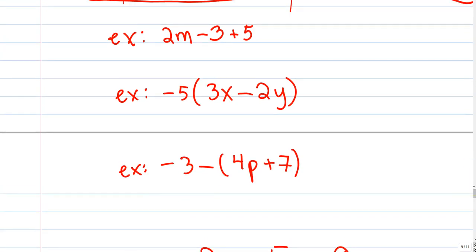So 2m minus 3 plus 5. What are my like terms? Well, this right here has an m. Nothing else has an m. So I can't combine that with anything else. So my answer is just going to have that 2m. That 2m does not simplify.